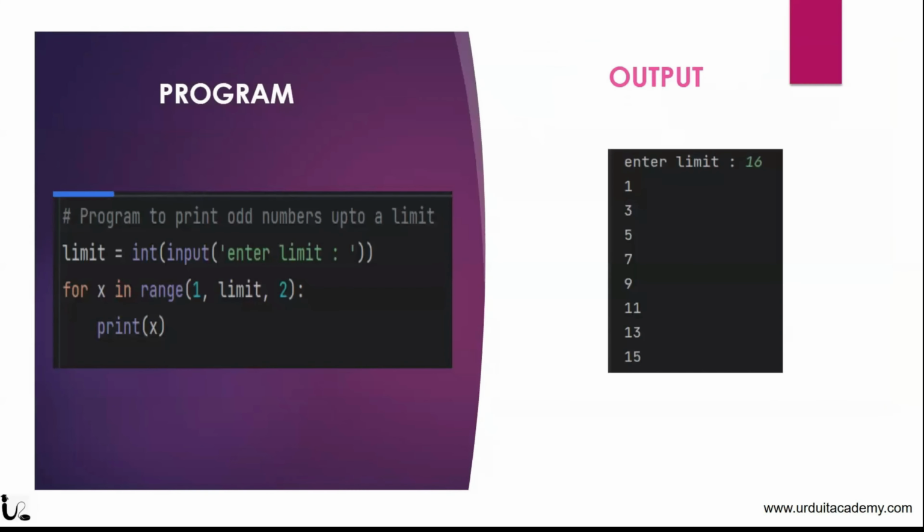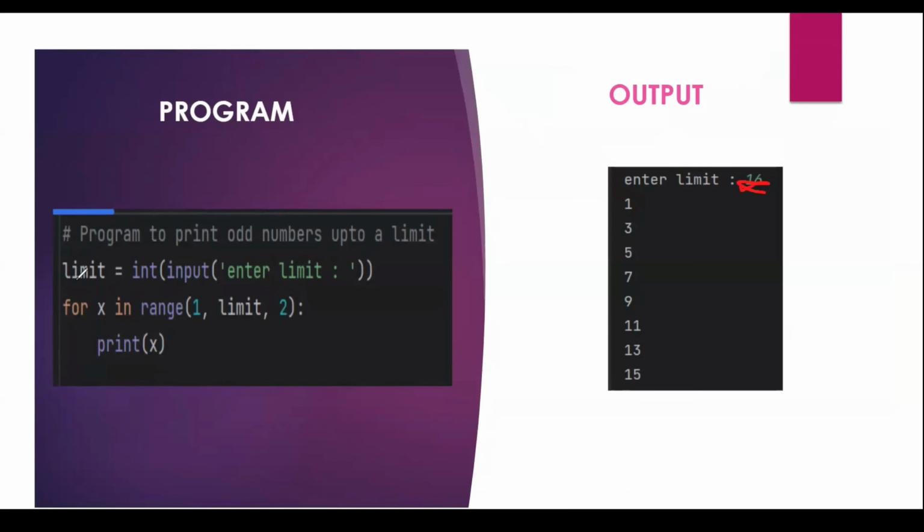Before that, let's have a look at the previous class assignment questions. The first question was to create a program to print odd numbers up to a limit. Here you can see I'm asking the user to enter a limit, and the answer I'm storing inside the variable limit. Here we have written 16, so this answer 16 will be stored inside the variable limit.